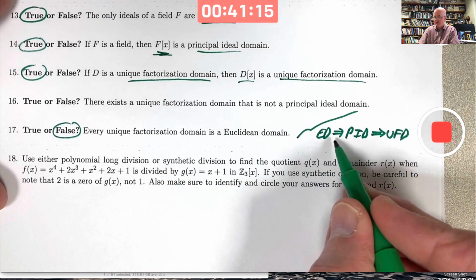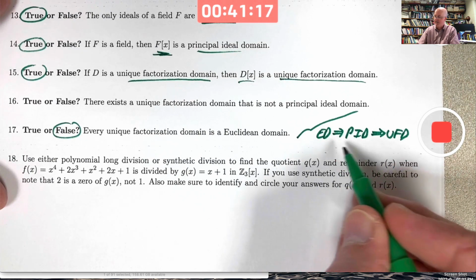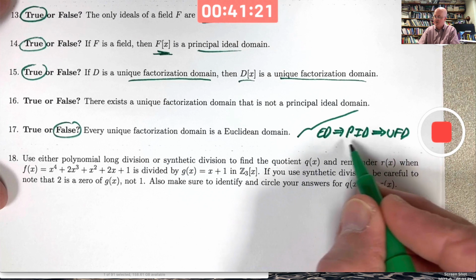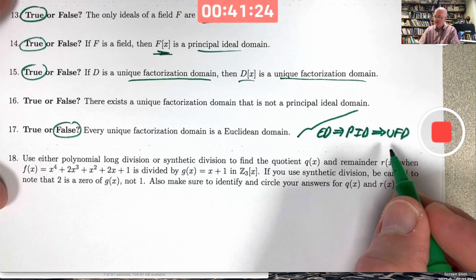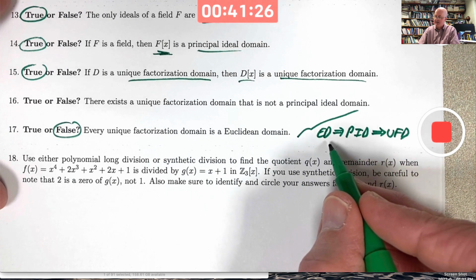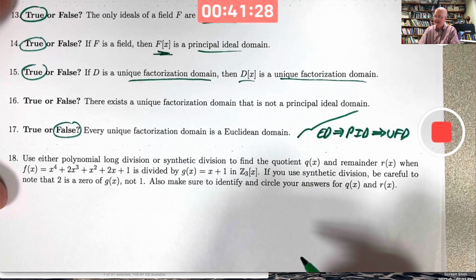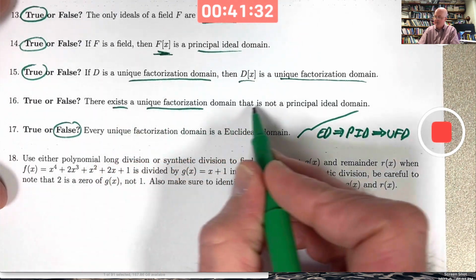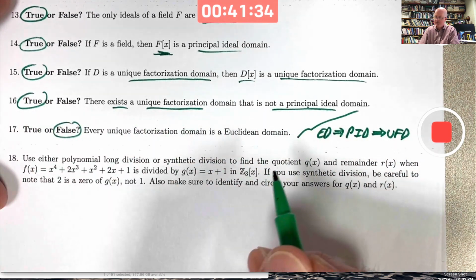Every unique factorization domain is a Euclidean domain is a false implication. Now, you might wonder, do the implications possibly go the other way? And the answer is they don't. I didn't say that, but it's related to this. The implications don't go the other way. There are unique factorization domains that are not Euclidean domains. In fact, by 16, this is maybe a better reason, there does exist a unique factorization domain that's not a principal ideal domain. That's true.